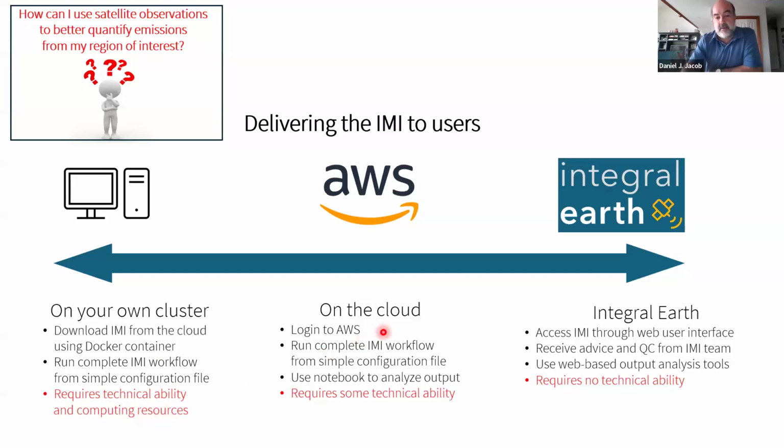So one thing that we have been very active in recently is trying to democratize access to the IMI with software as a service called Integrated Earth, in which you don't have to go to AWS. You can access the IMI through a simple web user interface. You can get advice and quality control from our team. You can access some enriched output analysis tools, including interactive tools, and this requires no technical ability. And you're going to be hearing about these different capabilities in the subsequent presentations.